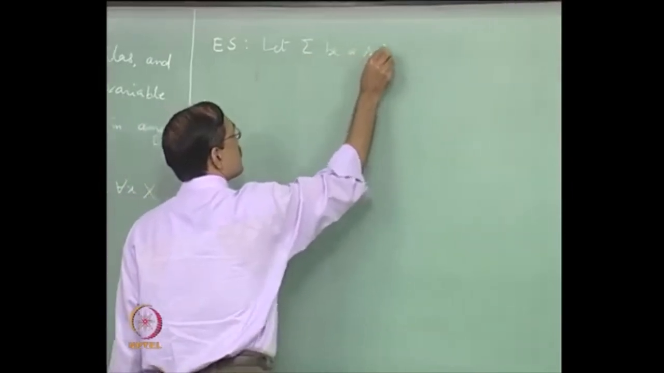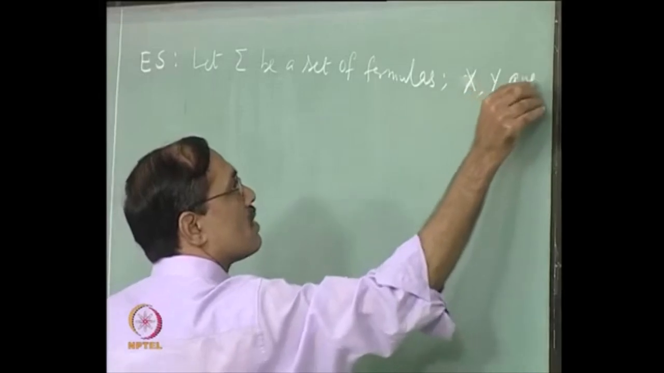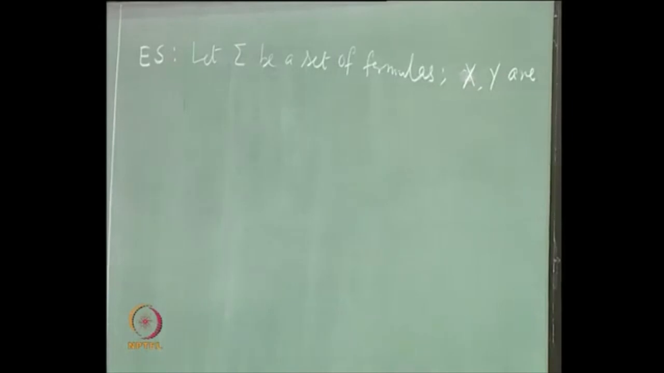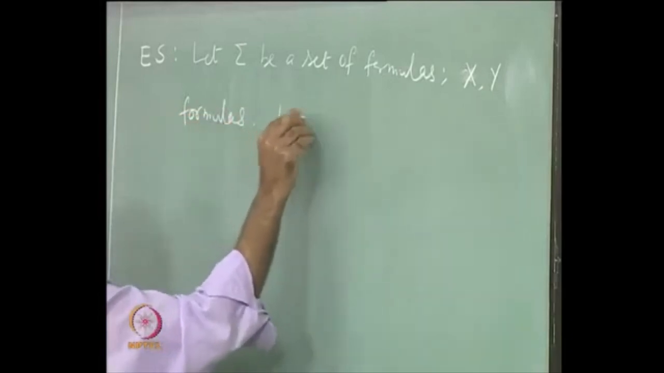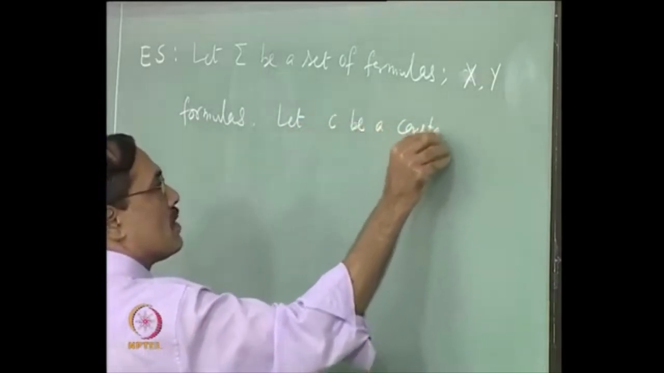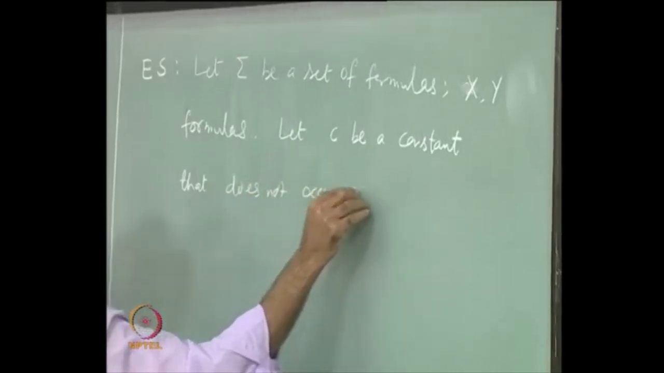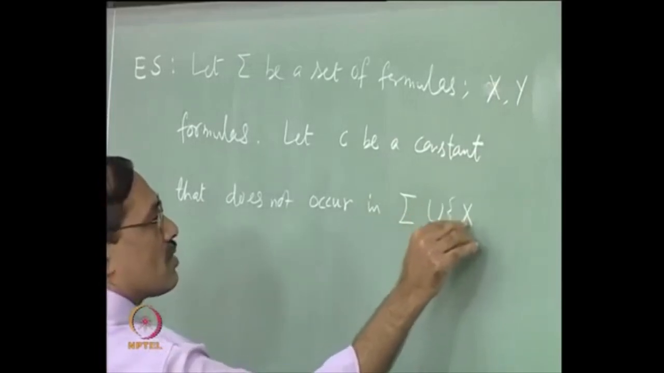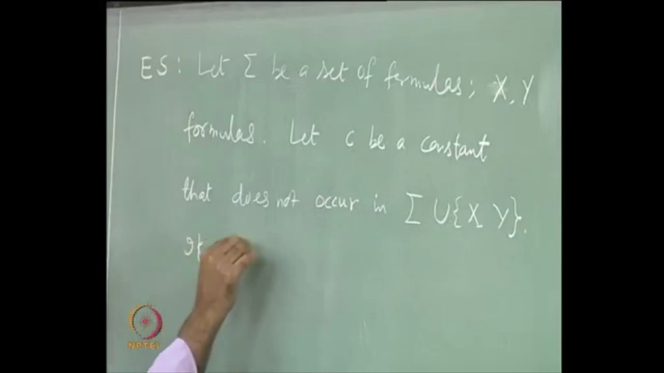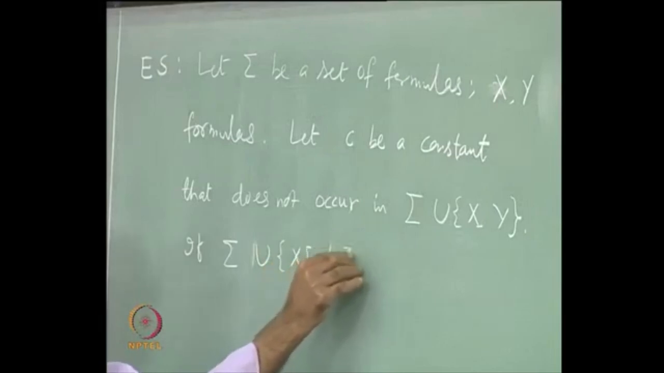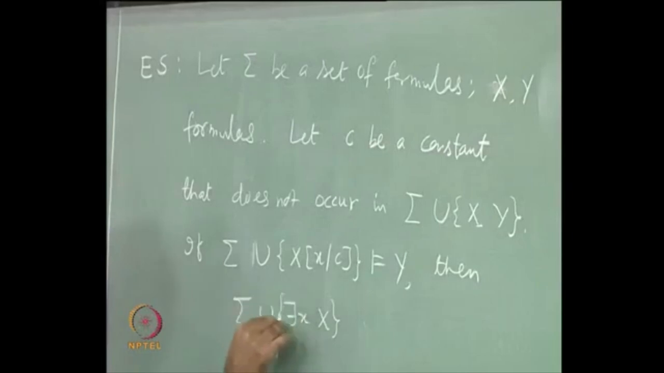So, now we can formulate by writing these conditions. Let sigma be a set of formulas, x, y formulas, let c be a constant that does not occur in any of sigma or even x or y, okay. Now, if sigma union x[x/c] entails y, then sigma union there is x x entails y.